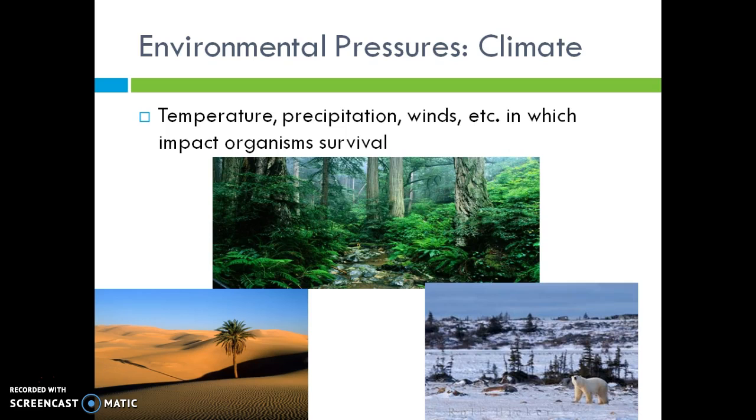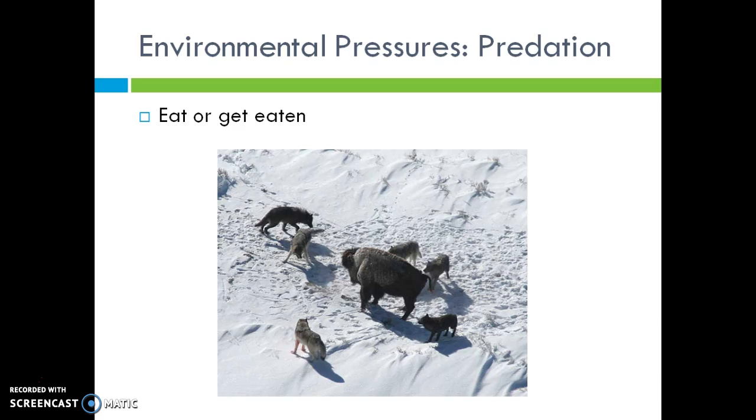Another environmental pressure, simple one that a lot of people don't think of as environmental, but that's predation. An environmental pressure like predation, you either eat or you get eaten. Okay, so you either survive or you don't. So in this diagram here, the buffalo seems to be outnumbered. Is it going to survive or not?